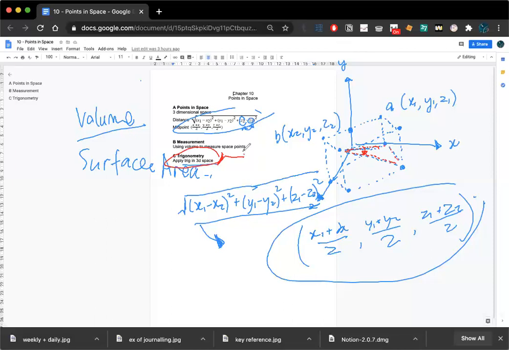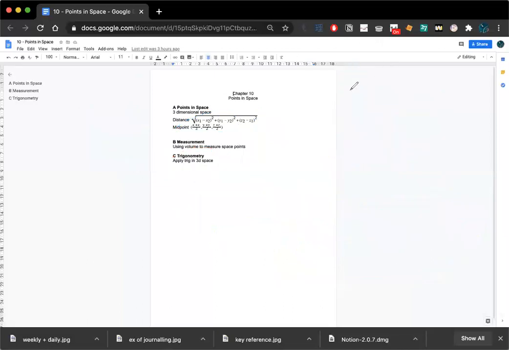So at this point, it's just applying the things you already know into 3D space. To get a better understanding and better implementation of it, it's probably better to go into the book and do some questions.